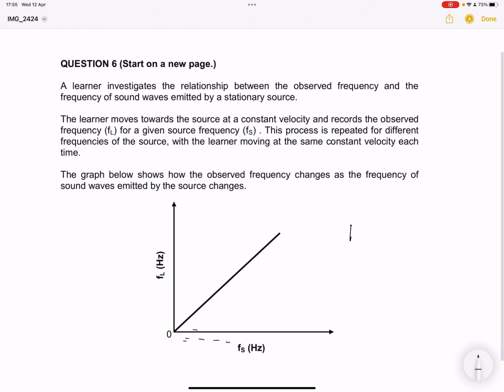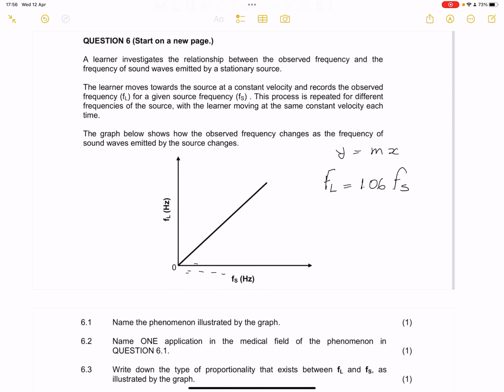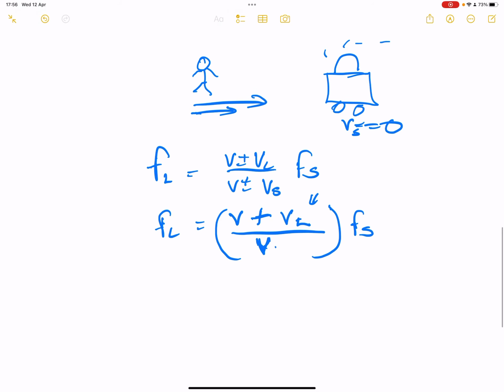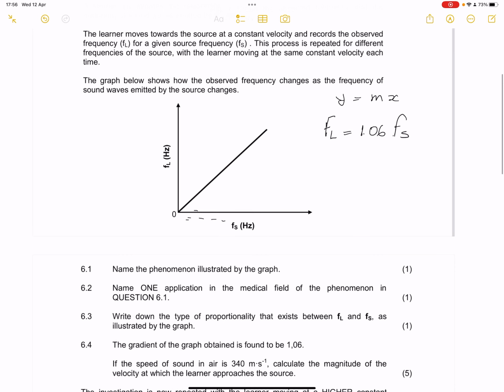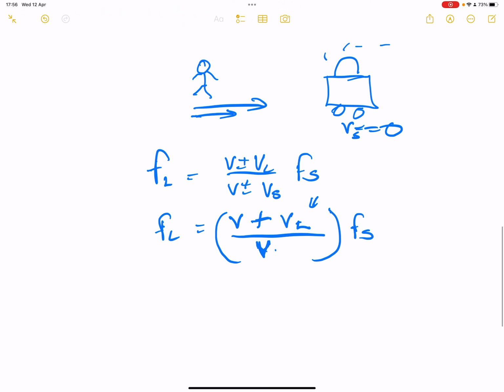Remember, if you think of y is equal to m times x, in this case our y is FL. It's equal to the gradient, which they said is 1.06, multiplied by Fs. So that is how I would relate the frequency of the listener and the frequency of the source. So in this case, I'm going to substitute. Remember, I have FL equals 1.06 Fs.